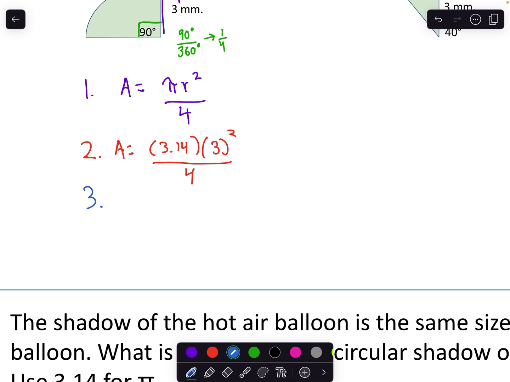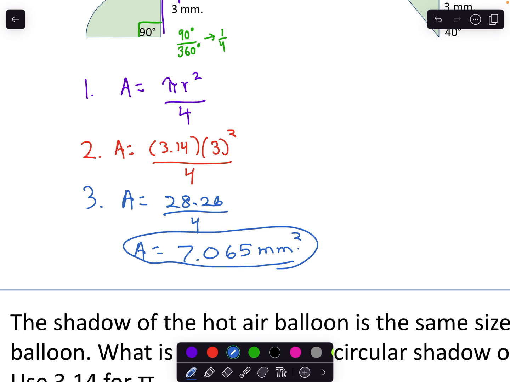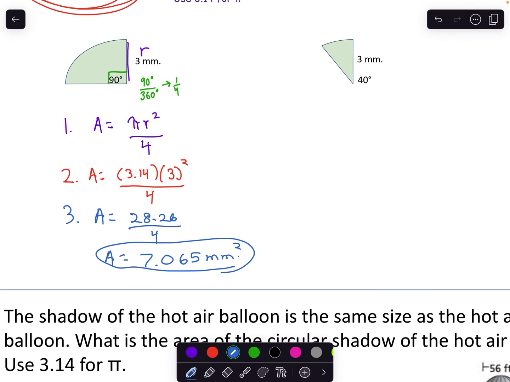Okay, step 3, area equals, now I'm going to do 3.14 times 3 squared. I get 28.26 over 4. 28.26 over 4 turns into 7.065 square millimeters. So that's the area of that quarter of a circle, that little wedge.